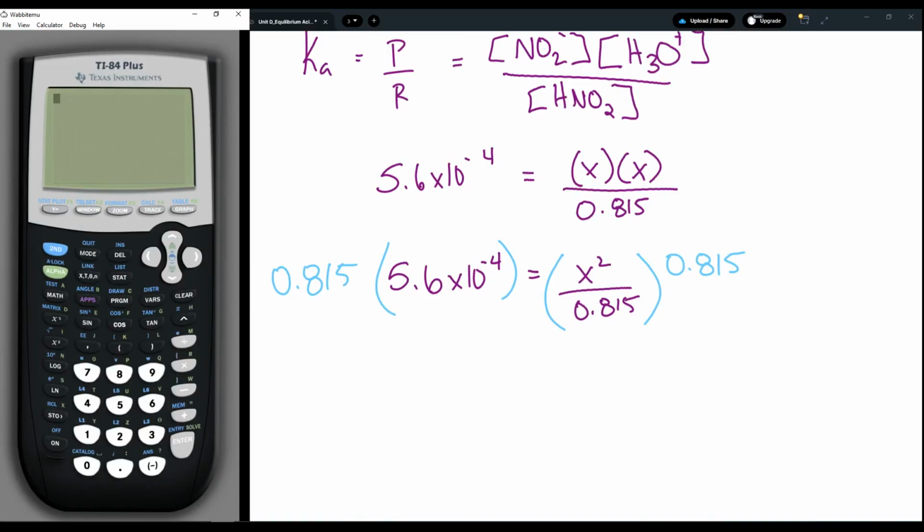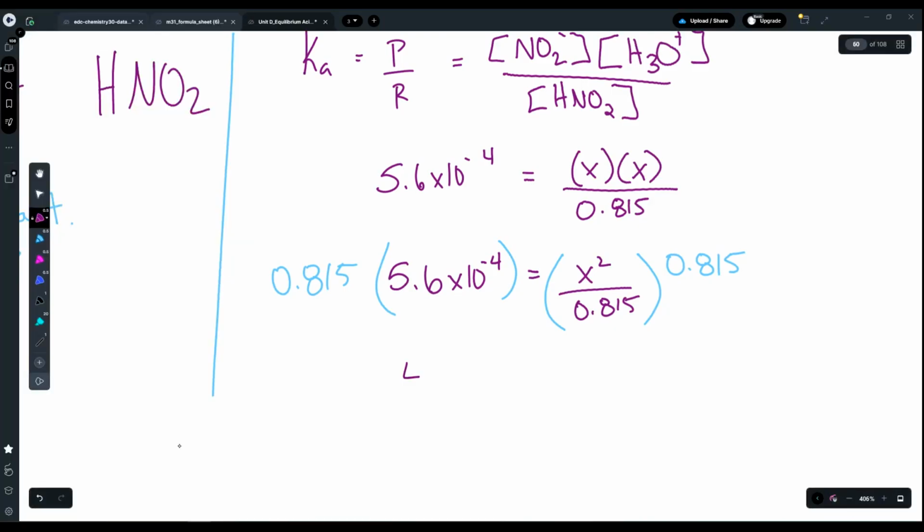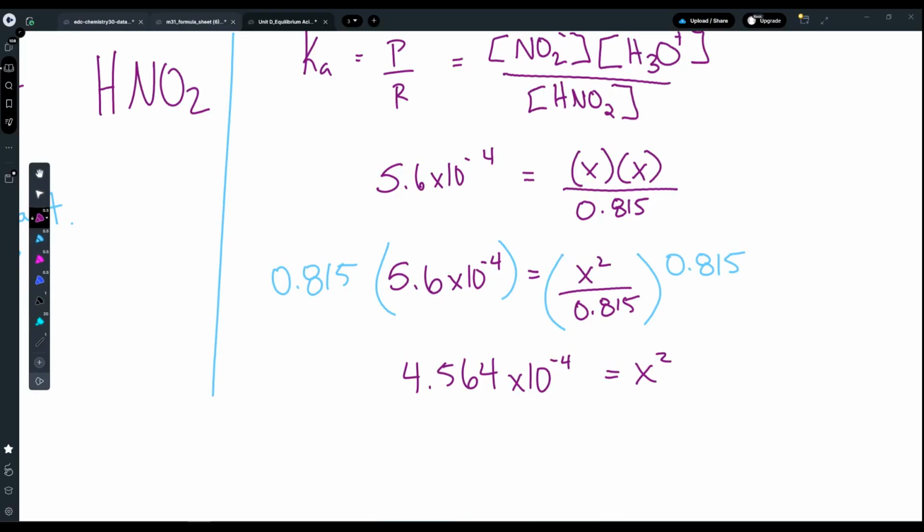Okay, so putting this in my calculator, I'll go 0.815 times, I like to put any scientific notation number in brackets here, 5.6, second function log to get the times 10 to the power of, negative 4, click the right arrow just once and then close the bracket, hit enter, so we get 4.564 times 10 to the power of negative 4. So that's equal to x squared.